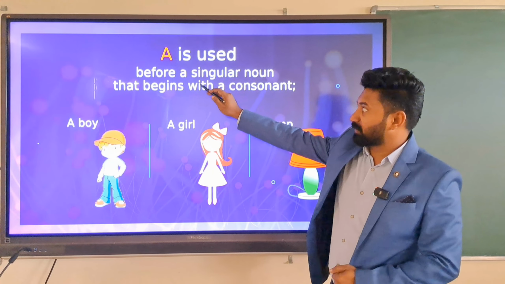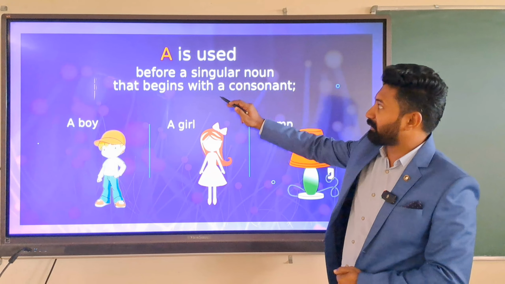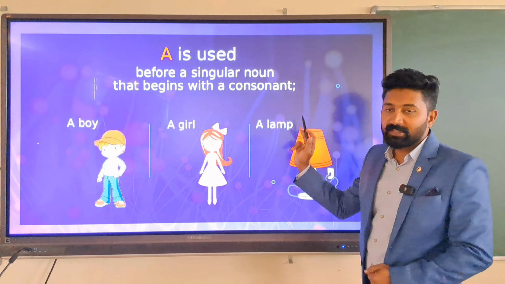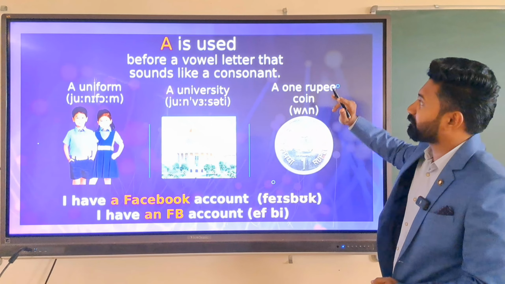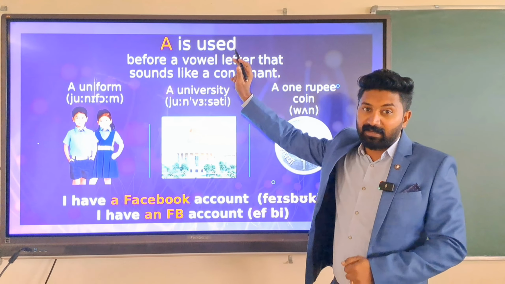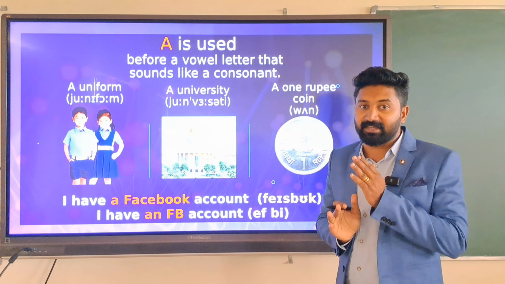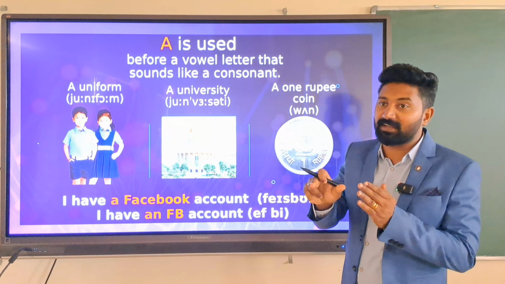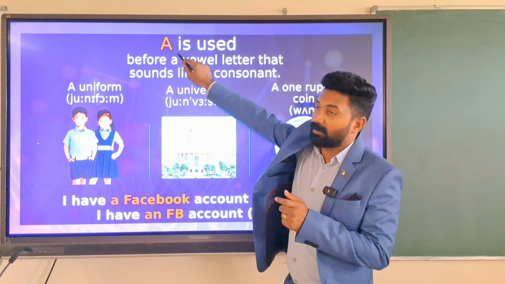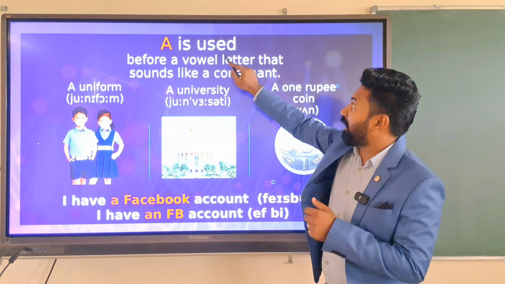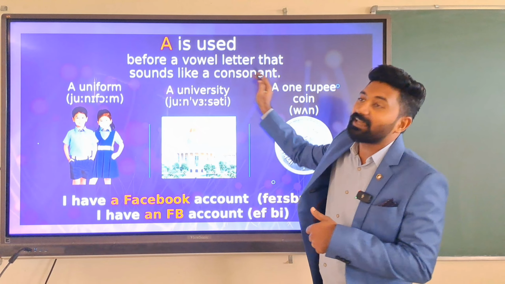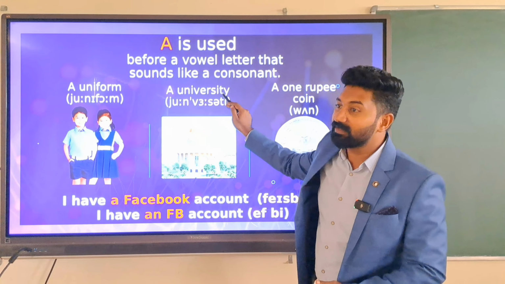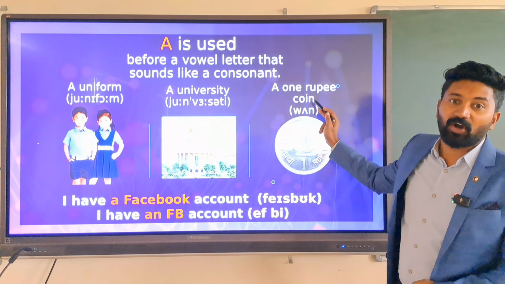Okay. A is used before a singular noun that begins with a consonant. For example, a boy, a girl, a lamp. See, we have discussed the function of a when it is used before a consonant. Now, the same article can be used before a vowel letter that sounds like a consonant. For example, a uniform, a university, a 1 rupee coin.